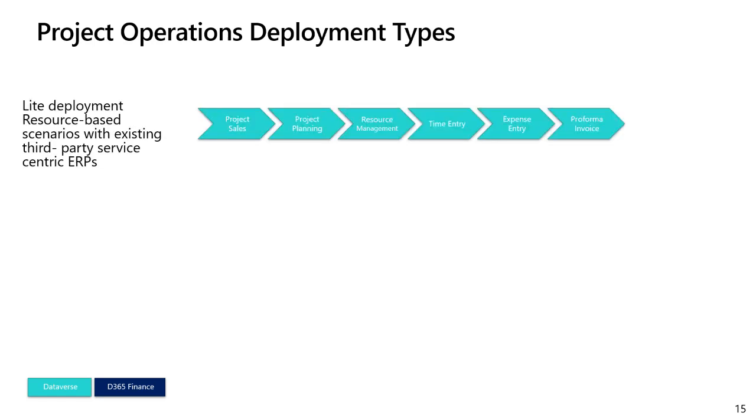The breadth of all the capabilities of applications built on Dataverse CE and project management and accounting in Dynamics 365 Finance and FNO goes under the overall project operations umbrella. Project operations is available as a license SKU with all the capabilities included. Project operations has three deployment types.